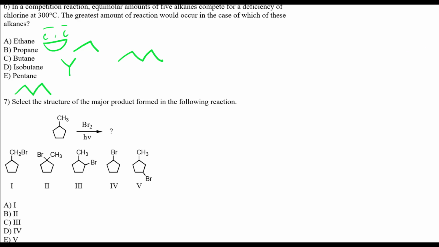So which one is going to be more reactive towards chlorine? Well, in the case of ethane, if I have a radical right here, that's not good. I'll show you. The trend for radicals is that a tertiary radical is better than a secondary, is better than a primary. And what's better than a tertiary? An allylic. So if I have something like this, right?